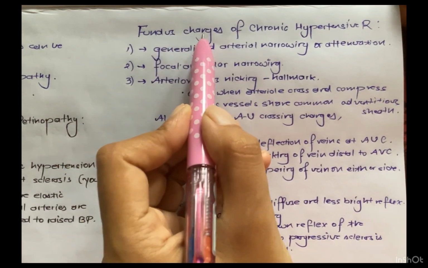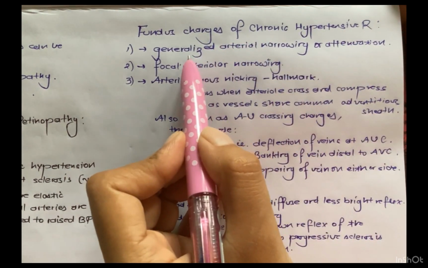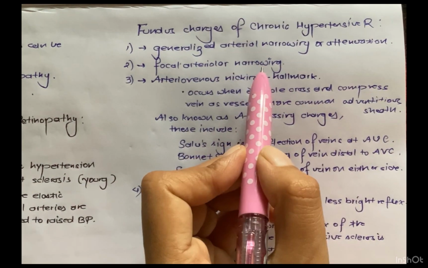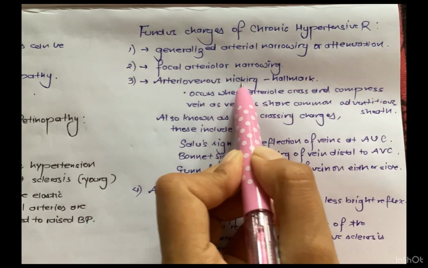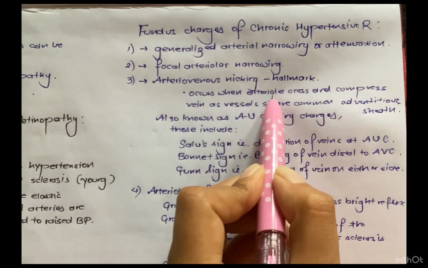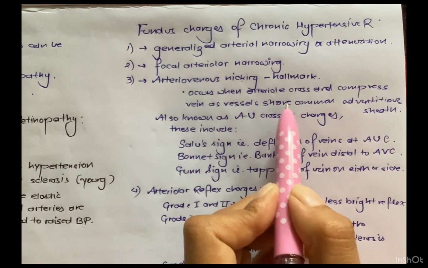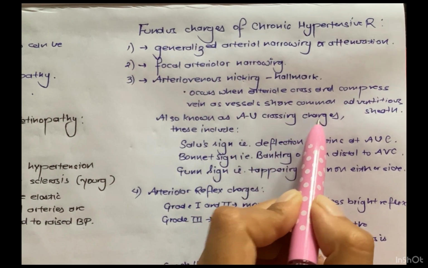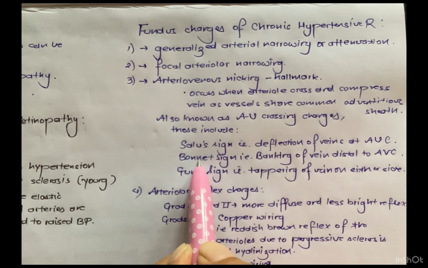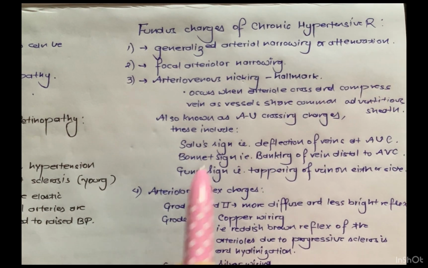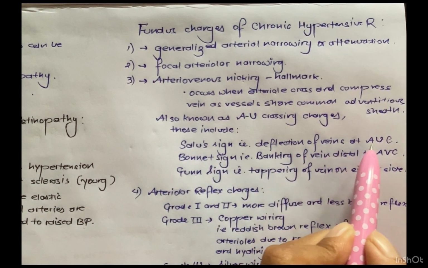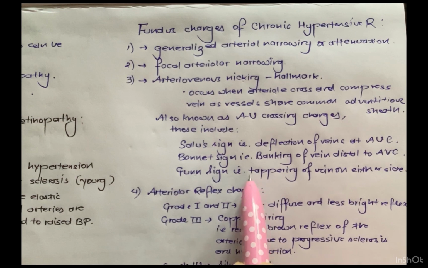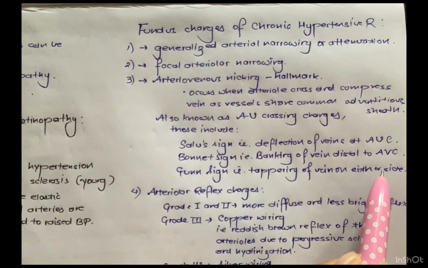Now talking about the fundus changes of chronic hypertensive retinopathy, there is generalized arterial narrowing or attenuation, there is focal arterial narrowing, and there is arteriovenous nicking, which is the hallmark, and it occurs when arteriole crosses and compresses the veins as vessels share the common adventitial sheath. It is also known as AV crossing changes, and this includes Salus sign, Bonnet sign and Gunn sign. As we have already discussed, Salus sign is nothing but the deflection of the veins at AV crossings, and Bonnet sign is the banking of the veins distal to the AV crossing, and Gunn sign is tapering of the veins on either side of the crossings.